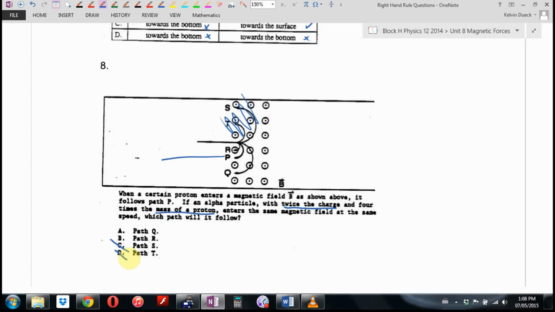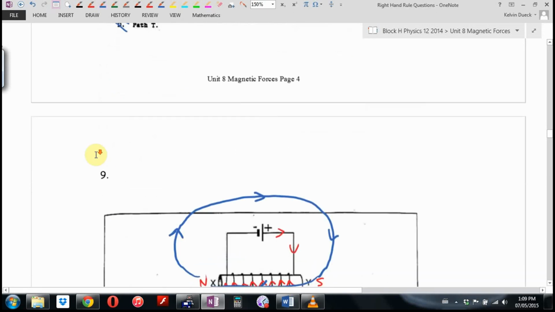Now, if it was twice the mass and twice the charge, the path would be identical to path P. Because the twice the charge makes it bend faster, but the twice the mass makes it twice as hard to bend it. Which one's making a bigger difference? 4 times the mass, it's going to be tougher to deflect. Q. We haven't learned enough to really wrap our brain around that yet.